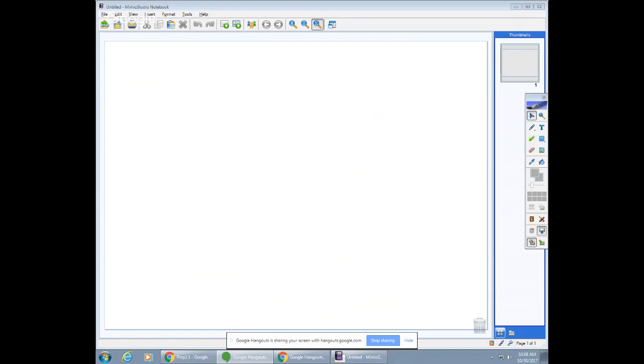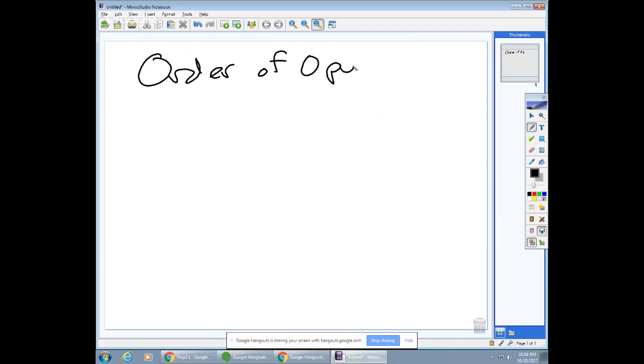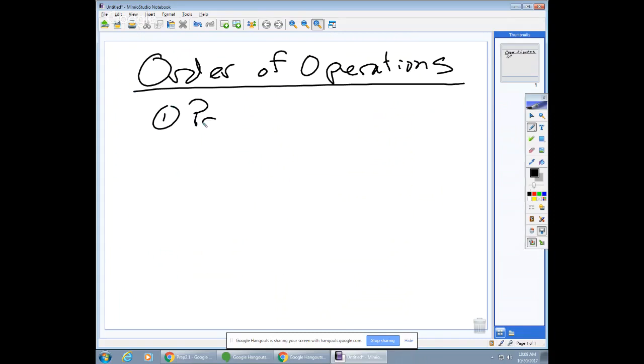Okay, so order of operations is one big topic for this week, along with percentages. So just a reminder on the order of operations, first thing's parentheses.